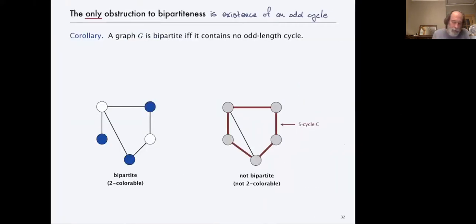A corollary is that G is bipartite if and only if it contains no odd length cycle. That is, the odd length cycle is the only obstruction to bipartiteness in a graph.